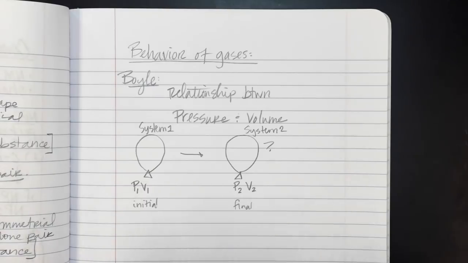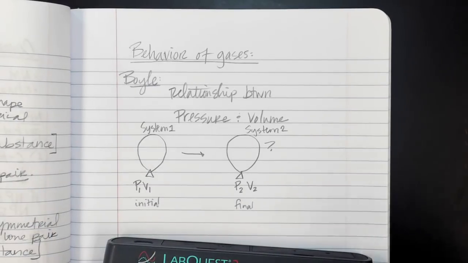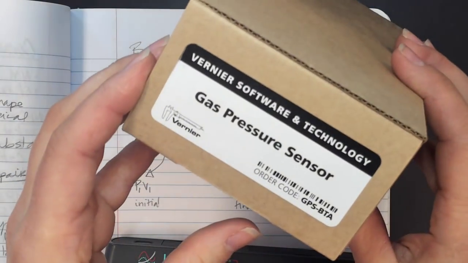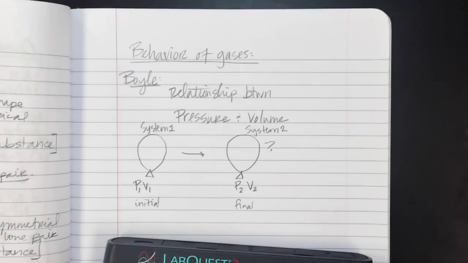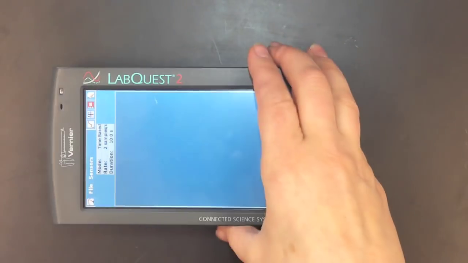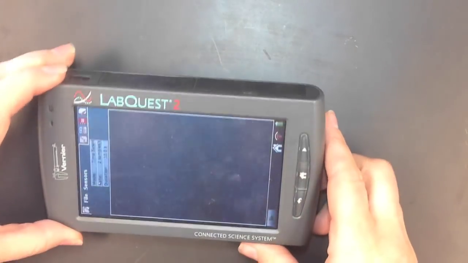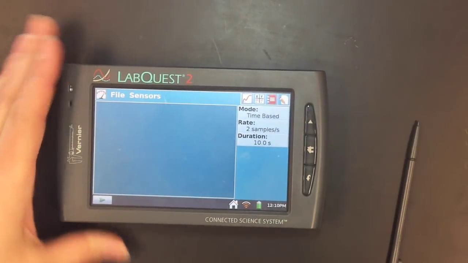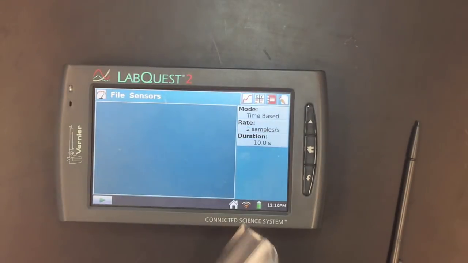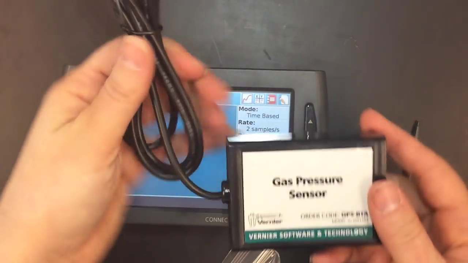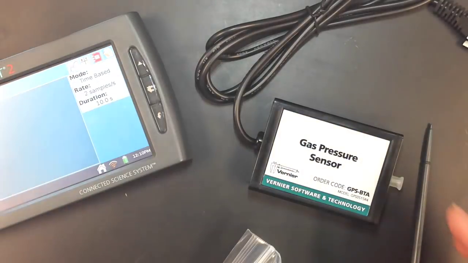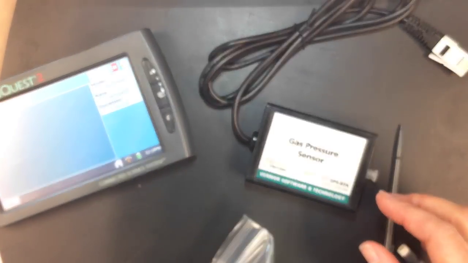To help us do that, I've grabbed my LabQuest and a gas pressure sensor, because we're investigating the pressure of gases. I'm going to slide this out and bring my LabQuest over and change its orientation. Here's my LabQuest and I have my pressure kit. Here's the sensor itself, the gas pressure sensor. I'm going to zoom out just a touch so you can see this a little better.